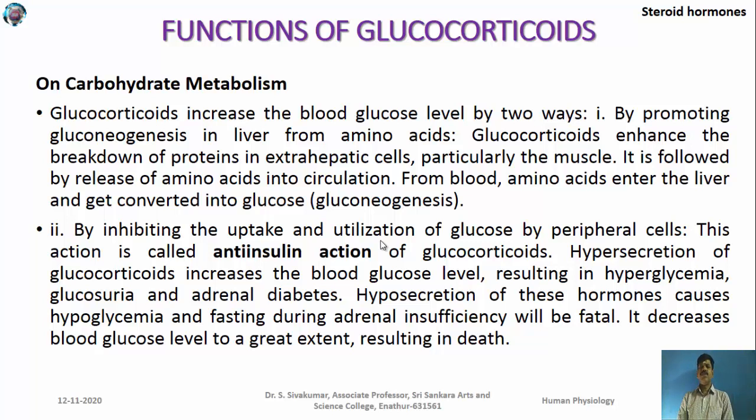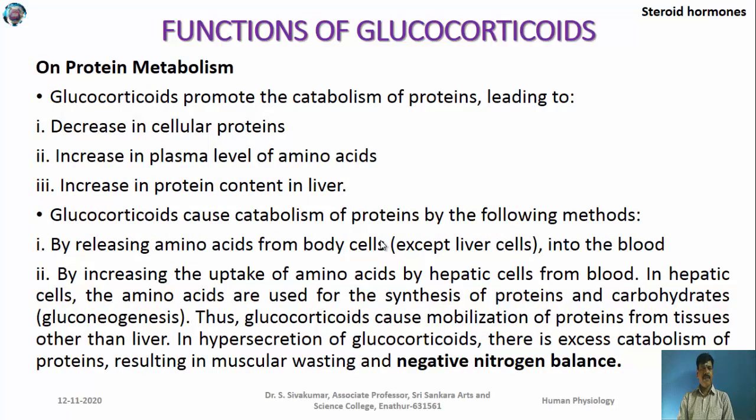So glucocorticoid regulates carbohydrate metabolism. How does it regulate carbohydrate metabolism? By promoting gluconeogenesis in the liver, and by inhibiting the uptake and utilization of glucose by peripheral cells. Because of this nature, glucocorticoids are also known as anti-insulin agents. Insulin reduces the blood glucose level, whereas glucocorticoid is responsible for increasing it. That's why it is known as having an anti-insulin nature. They also increase the body glucose level.